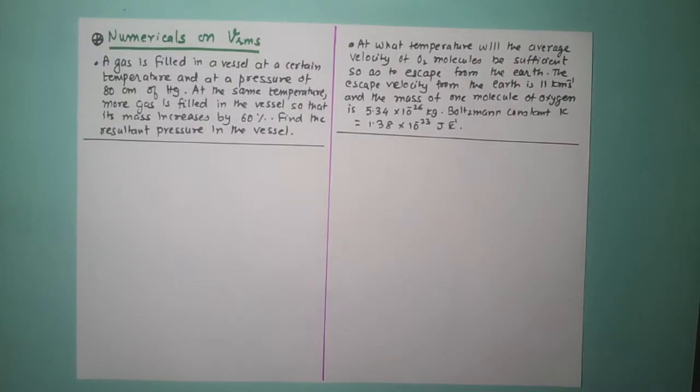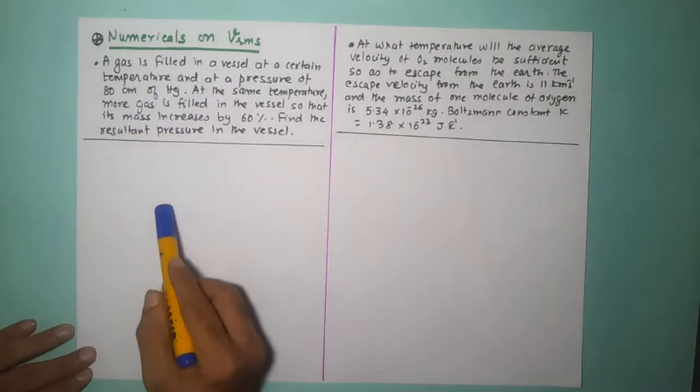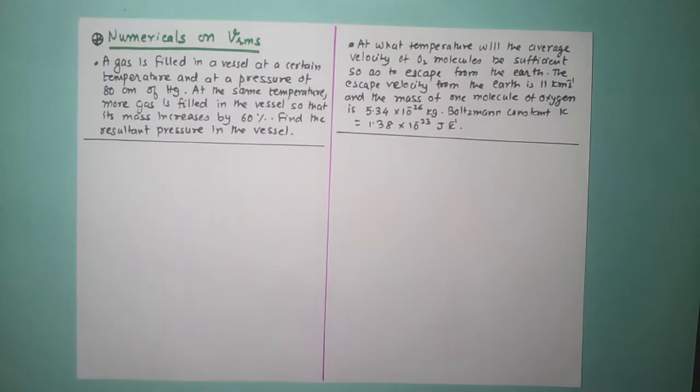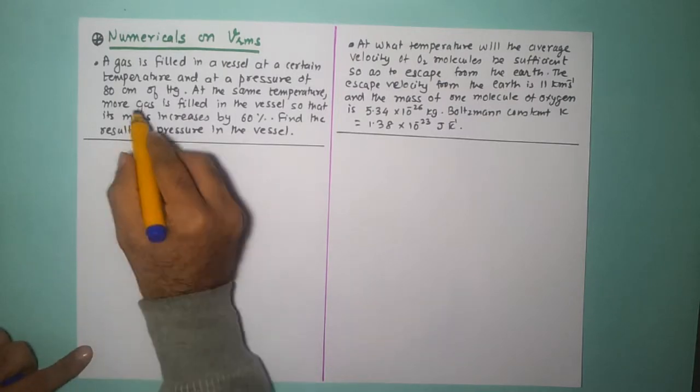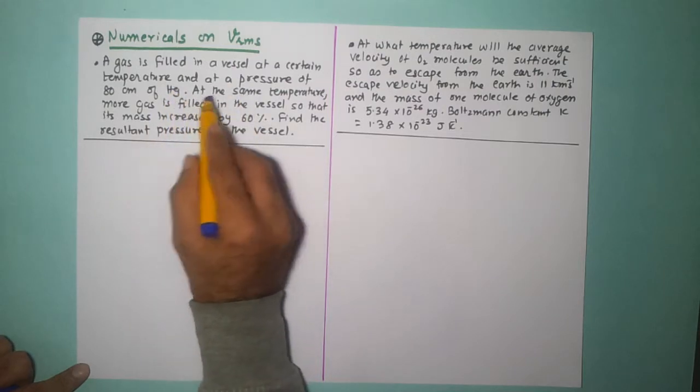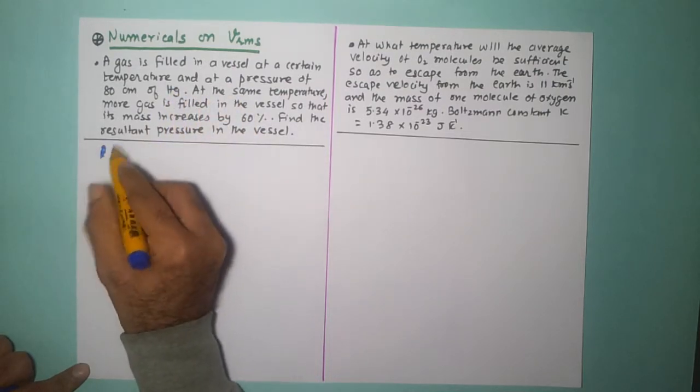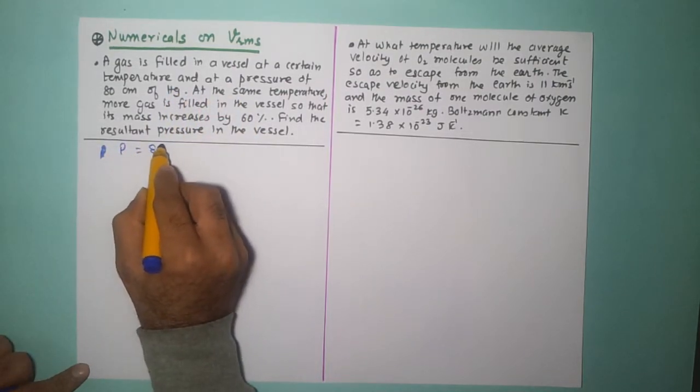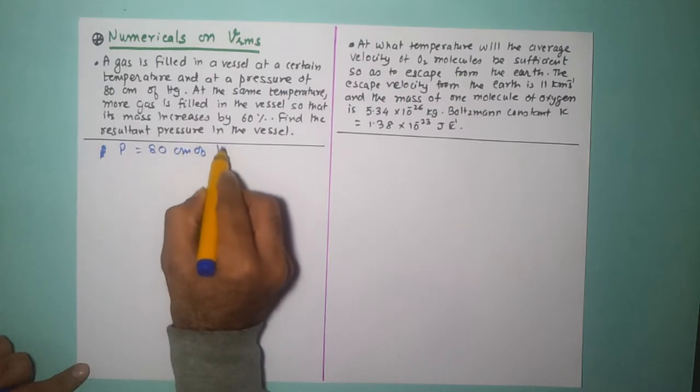Here are two questions on root mean square velocity, and we'll look at them one after the other. A gas is filled in a vessel at a certain temperature and at a pressure of 80 centimeter Hg. So some temperature and pressure is P. Pressure is 80 centimeter of Hg.